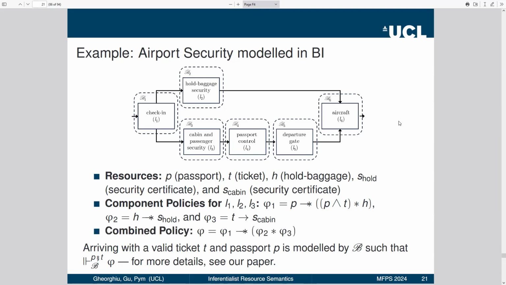Okay. And so then you can combine this part of the model by saying, well, I pass through phi1, and then phi2 and phi3 occur separately. So we use the separating conjunction, because the resources are not shared between these things. Your passport isn't here and here at the same time. It's only down at the bottom component. And that's what determines all the conjunctions that they use.